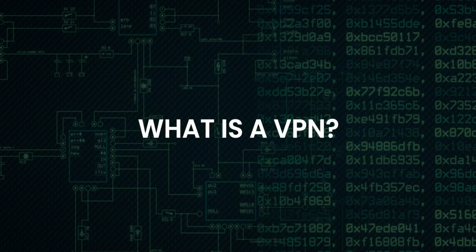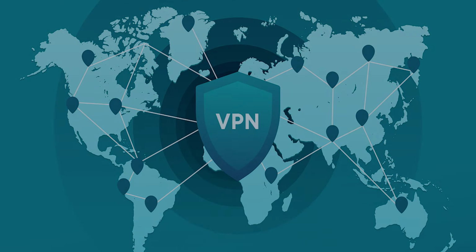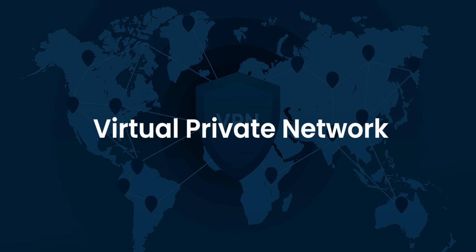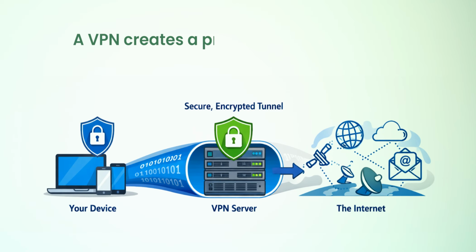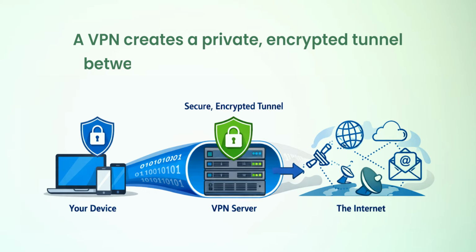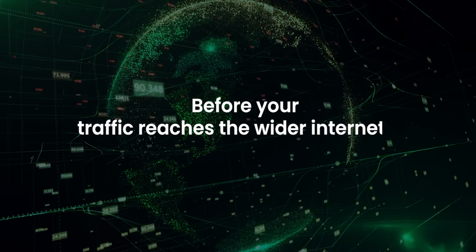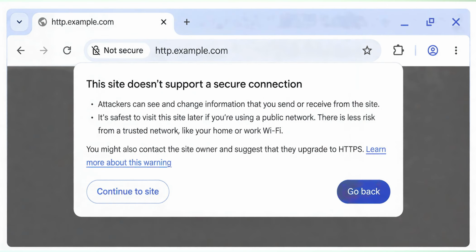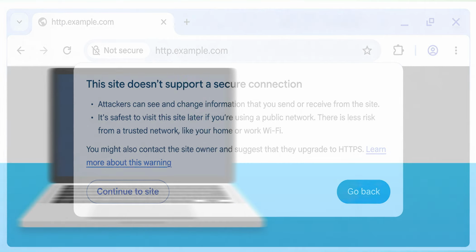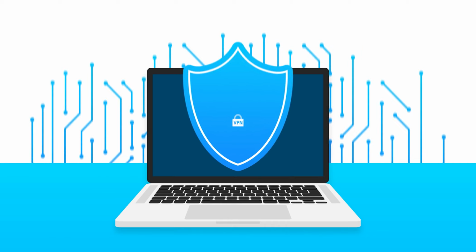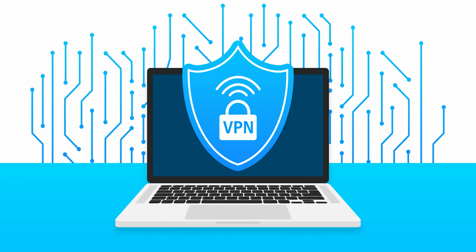What is a VPN? VPN stands for Virtual Private Network. A VPN creates a private, encrypted tunnel between your device and a VPN server before your traffic reaches the wider internet. Many websites already use encryption, but a VPN adds an extra layer of protection, especially on untrusted networks.